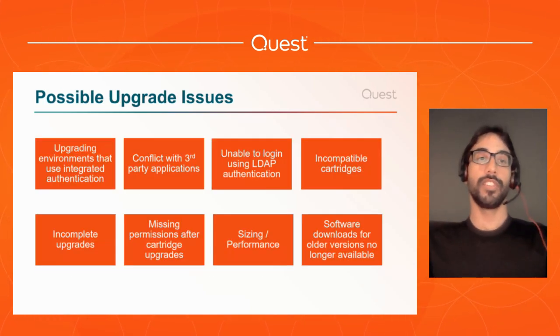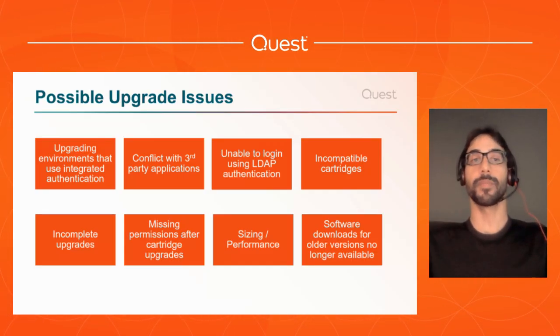Now, looking at some of the issues you could encounter during an upgrade, based on what support has worked on, upgrading environments that use integrated authentication in Foglight 7.1 can encounter failures during the installer process when integrated authentication is used for SQL Server. We do have a workaround for this, but it has also been fixed in the Foglight 7.3 release. There's also conflict with third-party applications. We have encountered some applications, such as Dynatrace, that can cause conflict during the installation and upgrade process. We have a knowledge base article for this type of issue in case we have run into them before.